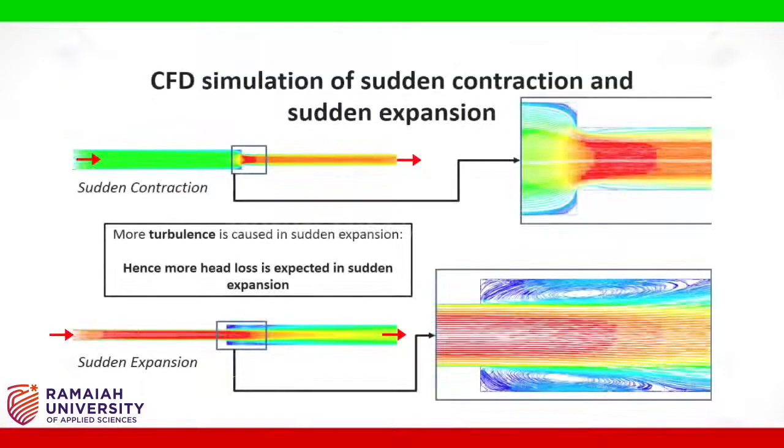A CFD simulation for sudden contraction and expansion is shown here. The images depict velocities inside the pipe where red color indicates maximum value and blue color indicates minimum. In the expanded view, it can be observed that more turbulence is caused in sudden expansion, hence more head loss is expected in sudden expansion compared to sudden contraction.